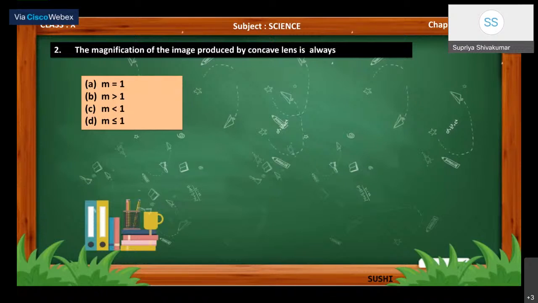1. Okay, some are saying m is greater than 1, some are saying m is less than 1. Think a little, kids. See, whenever such a type of lens and concept comes, observe it correctly.